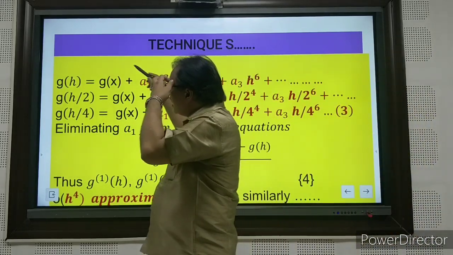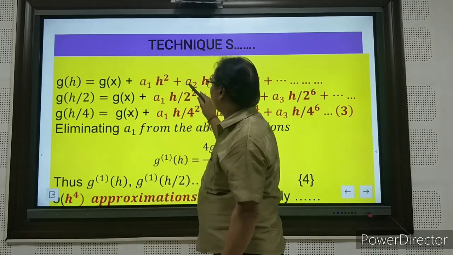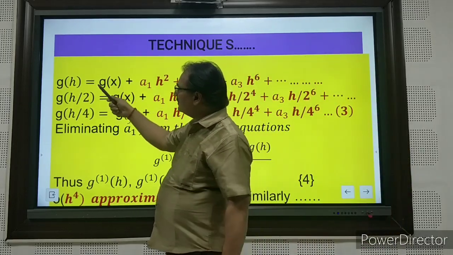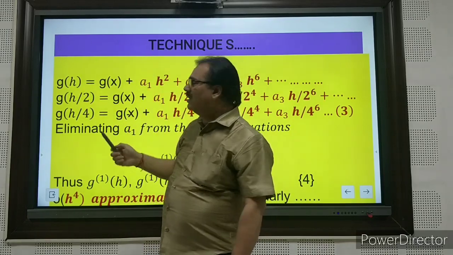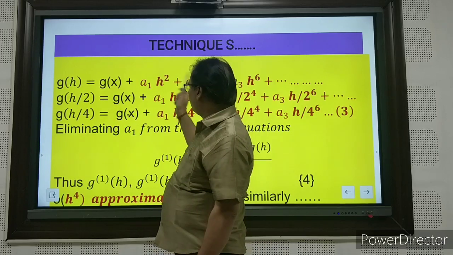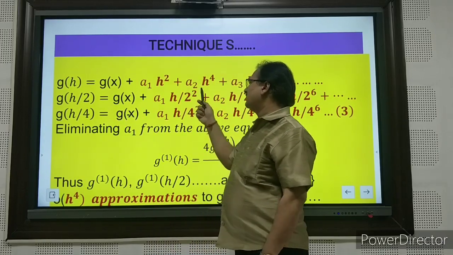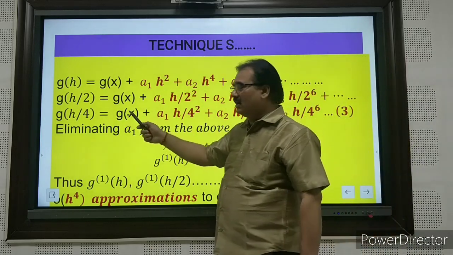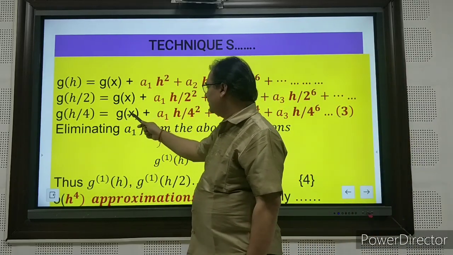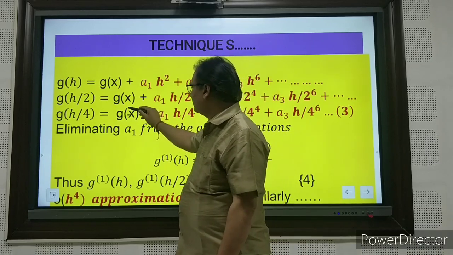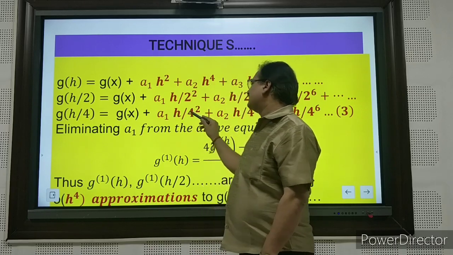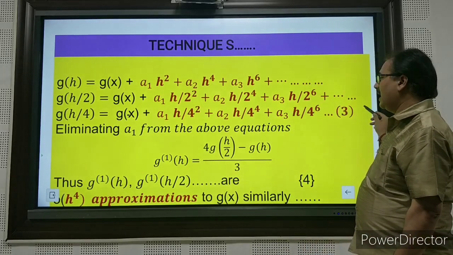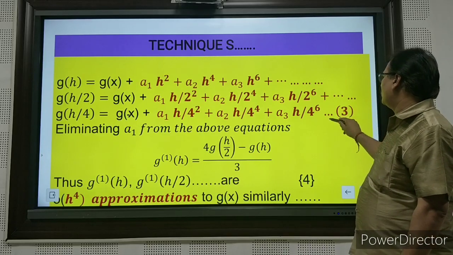Let us look. G at h will be gx plus a1h square plus a2h power 4 plus a3h power 6 and so on. Okay? But now you replace h by h by 2. The h by 2 means gh by 2. Just replace every h by h by 2: gx plus a1 h by 2 whole square plus a2 h by 2 power 4 plus a3 h by 2 power 6 and so on. Similarly here, gh by 4 is equal to gx plus, mind it, a1 h by 4 whole square plus a2 h by 4 power 4 plus a3 h by 4 power 6 and so on. Let us suppose this whole is equation 3.